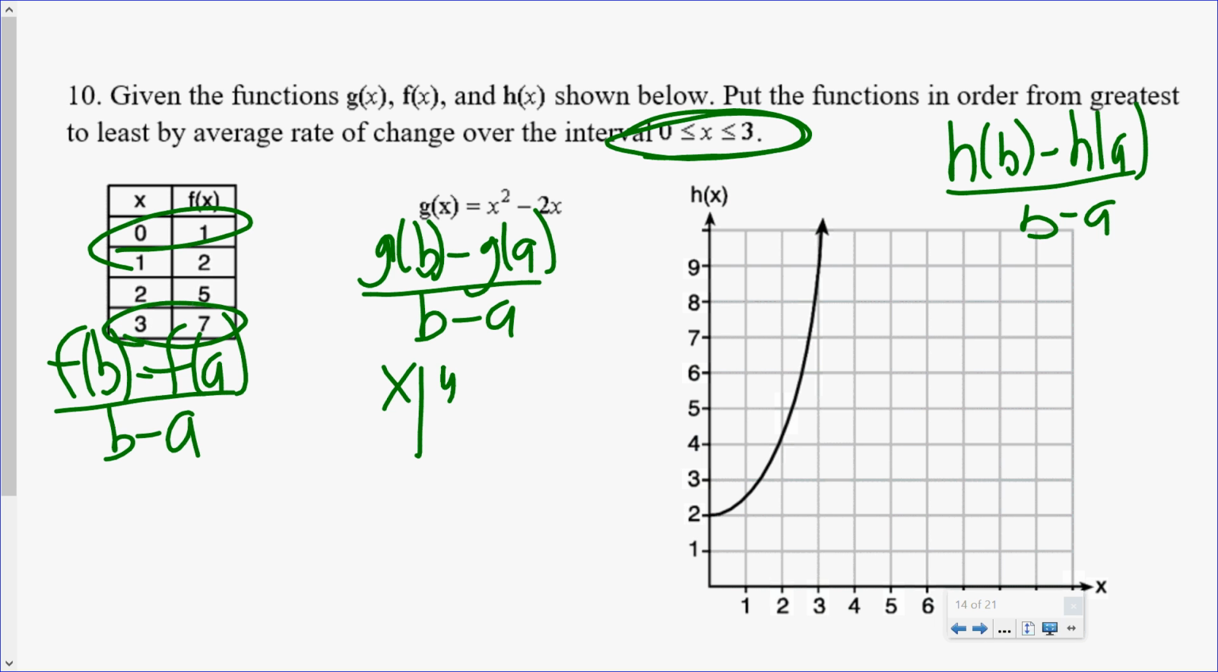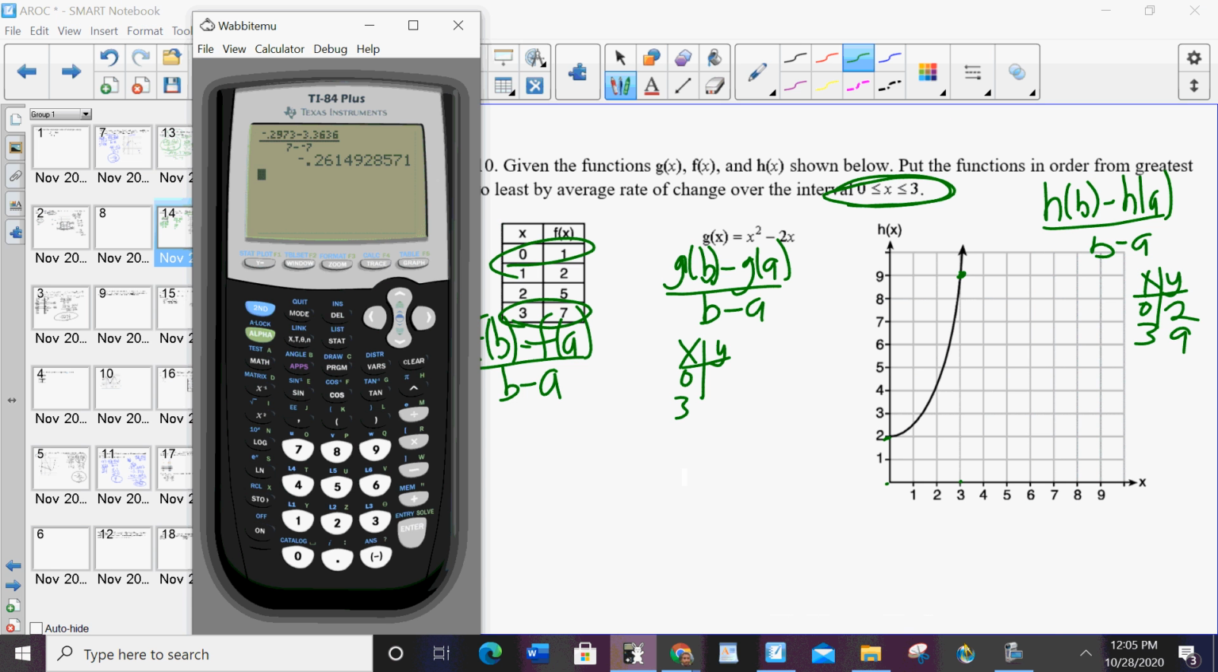So for this one, I'm going to make my own table for 0 and 3. And for this one, I'm going to make my own table for 0 and 3. The graph, when x is 0, y is 2. When x is 3, y is 9. For the equation, x squared minus 2x, y equals x squared minus 2x, 0 to 3, 0 is 0, 3 is 3.